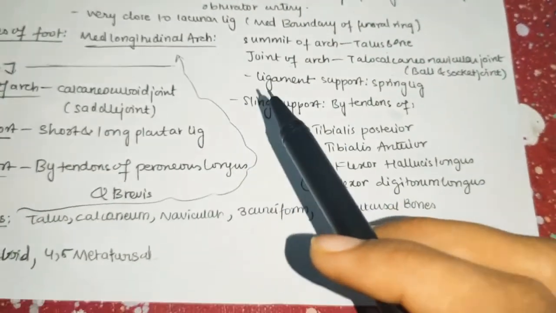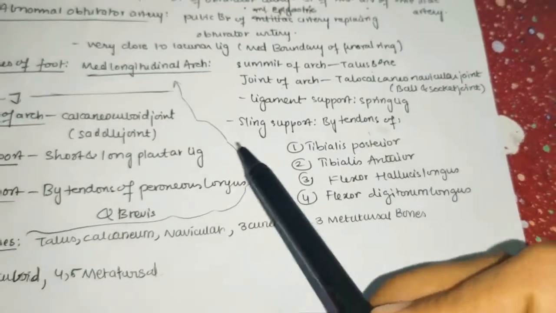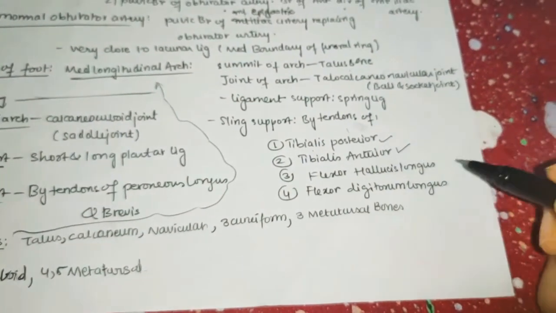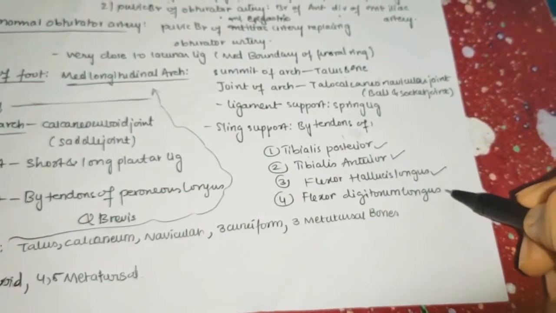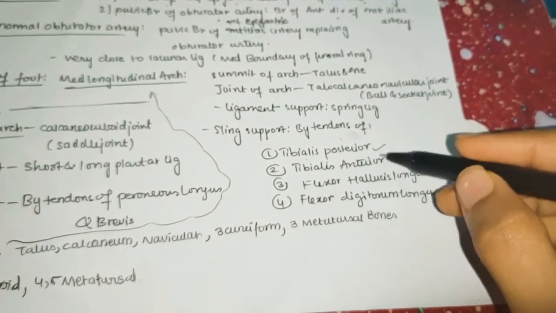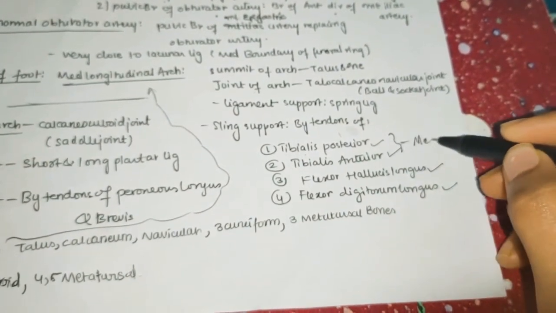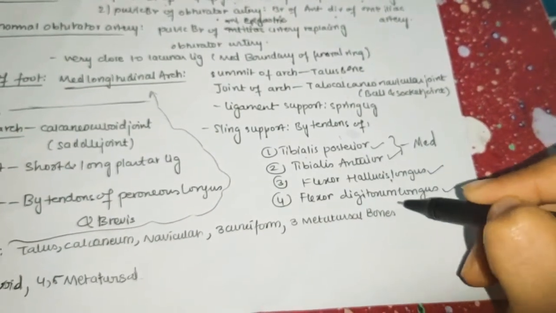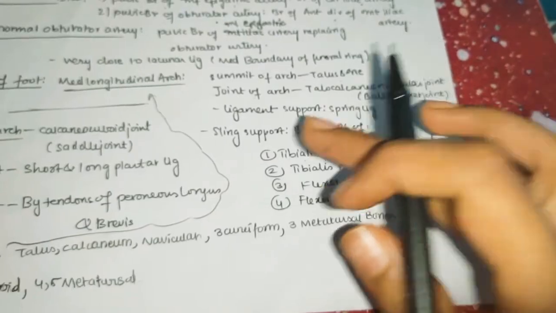The ligament supporting it is the spring ligament, and the sling support is by the tendons of tibialis posterior, tibialis anterior, flexor hallucis longus, and flexor digitorum longus. These 2 muscles, tibialis posterior and anterior, are the medial side muscles which are useful for inversion, right? And flexor hallucis longus and flexor digitorum longus also help with the sling support.